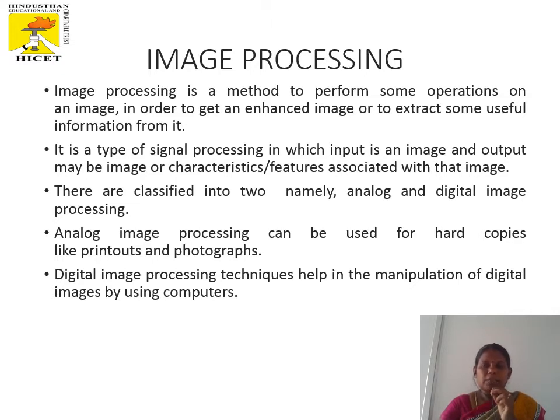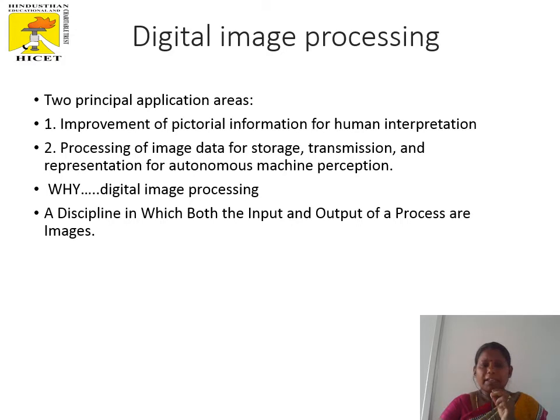These are classified into two types, that is analog and digital image processing. Examples of analog are printouts and photographs, and digital image processing techniques help in the manipulation of digital images by using the computer. Next, what is digital image processing? What is the principle behind the digital image processing technique? It is the improvement of pictorial information for human interpretation.